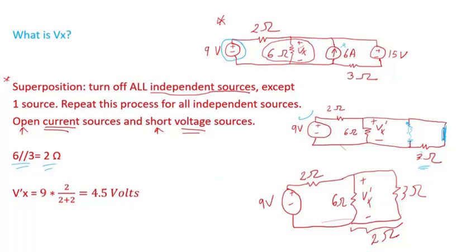To find Vx prime, I can just use voltage divider. So it's 9 volts times 2, where the 2 ohms is the equivalent resistance of the 6 ohm in parallel with the 3 ohm. To simplify the circuit, you have the 9 volt source and the 2 ohm resistor found from the 6 ohm in parallel with the 3 ohm. Obviously this voltage here is Vx prime. It turns out to be 4.5 volts.